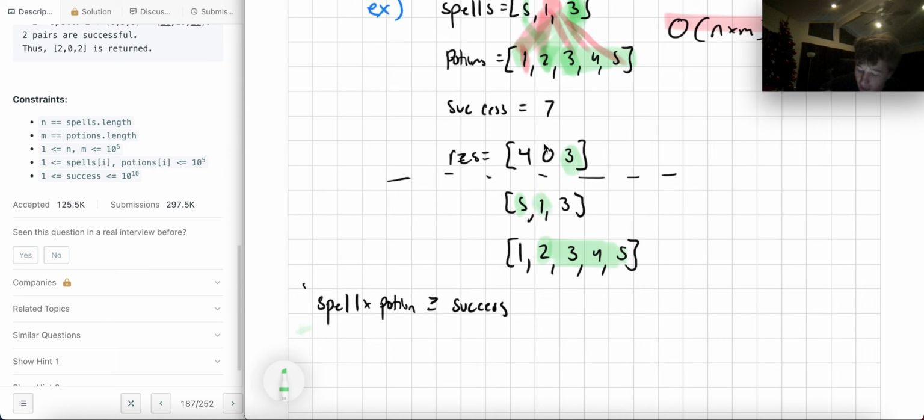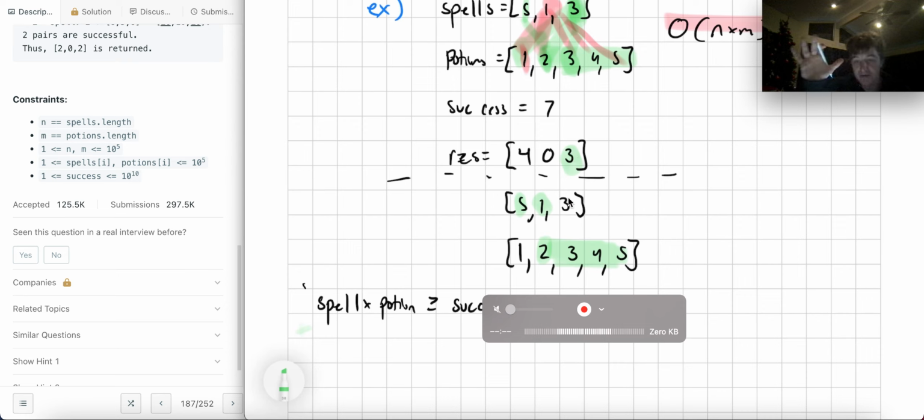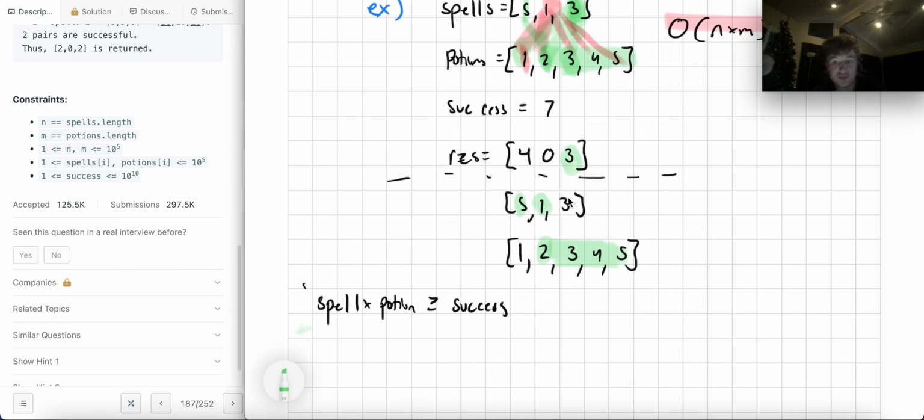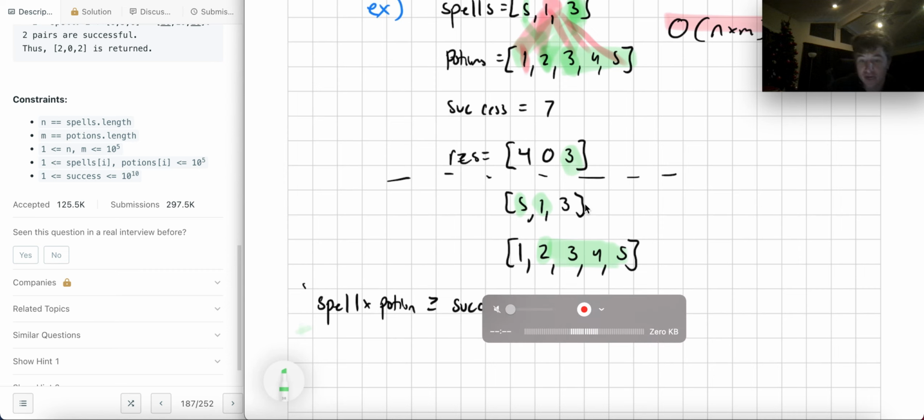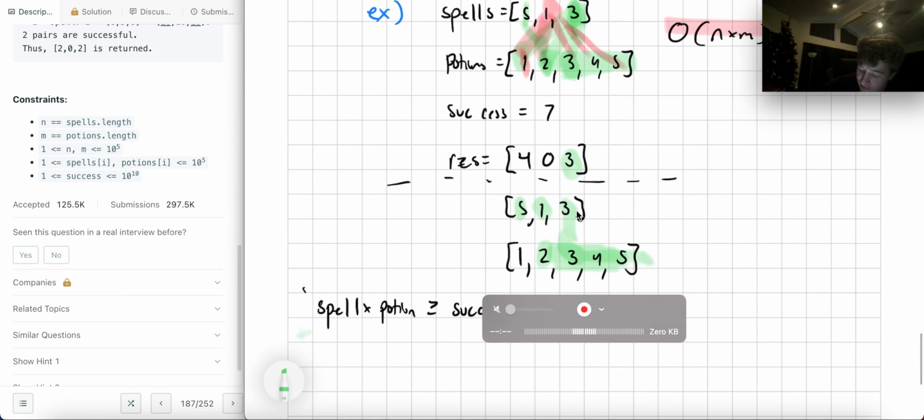When I look for a 1, what would be the minimum potion I need to find in order to get greater than success? It would have to be at least 7, right? So I need to look for a 7, and everything to the right will give me the answer. There is no 7. There's nothing to the right, so that's why the answer here is 3. How about for 3? 3 times 1 is 3. 3 times 2 is 6. I need to be greater than 7, so 3 times 3 is 9. So the minimum potion I would need for this spell to work is 3. So I'm going to look for 3, and the second I find the 3, I'll know everything to the right works.